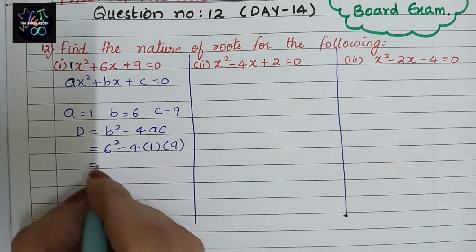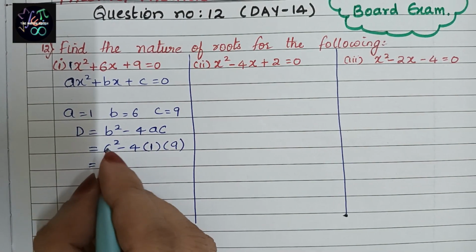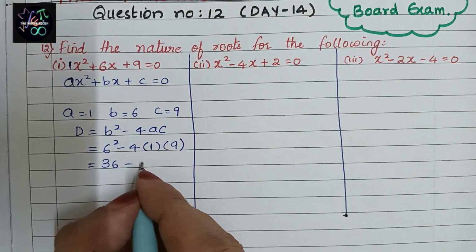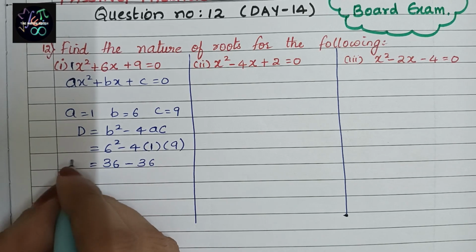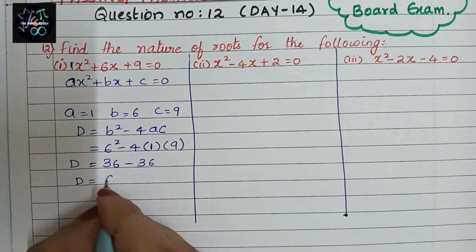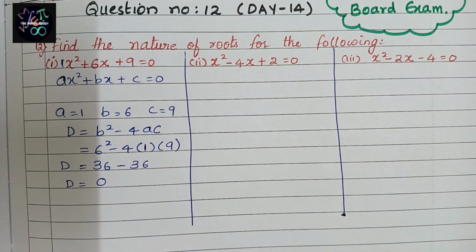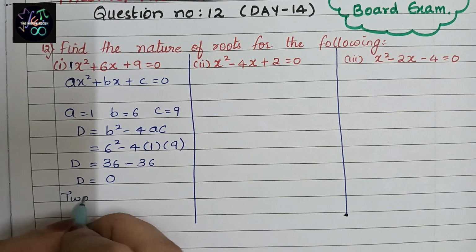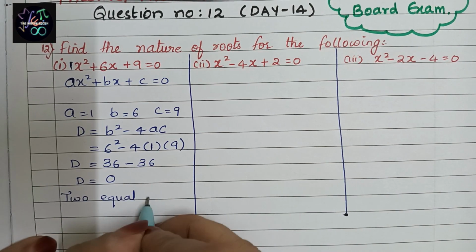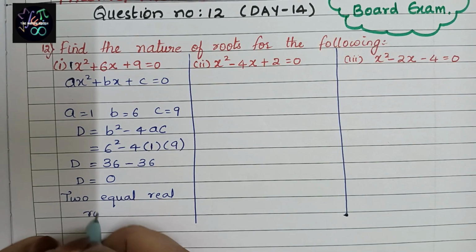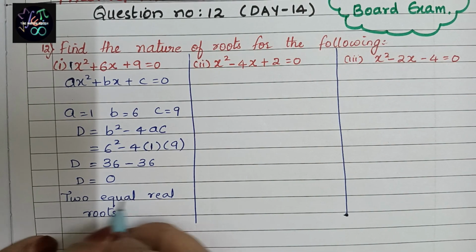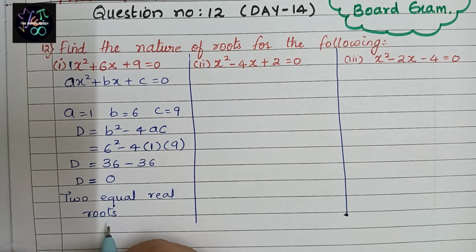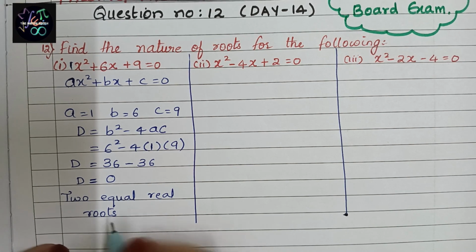So 6 square is 36, minus 4 nines are 36. So what we got is D value 36 minus 36 is 0, and when D is equal to 0 we can write two equal real roots. We should write the nature, and for D equal to 0, the nature is two equal real roots. So this is a very important question.